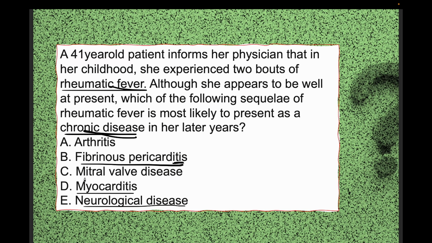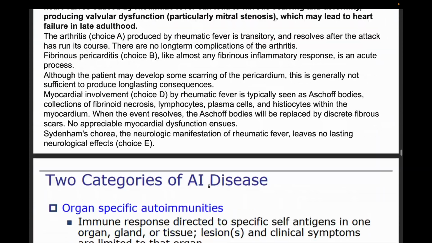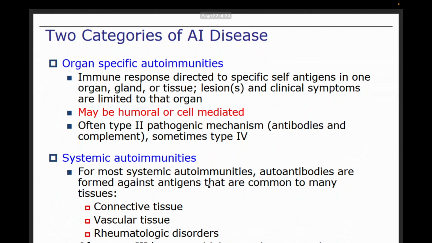The rheumatic fever, what is targeted mainly, mitral valve, heart valves. So the chronic disease is mitral valve stenosis, mitral valve disease, sorry. مثل ما موضح هنا. زين. خلصنا هسه causes or the hypothesis of the autoimmunity, loss of self-tolerance. نجي هسه على categories of autoimmune diseases.